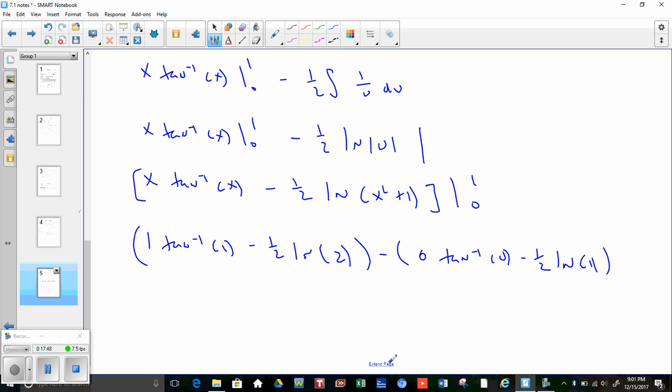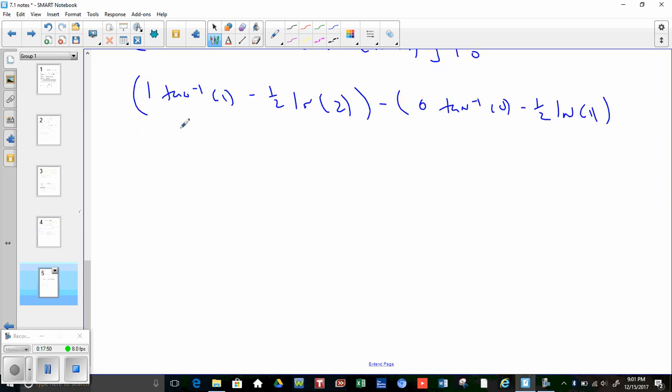All right, so we need to go ahead and evaluate this thing now. We do have to know our trig stuff. Inverse tangent of 1. Remember that tangent's inverse is limited from negative pi halves to pi halves, not including the endpoints. So the inverse tangent of 1 means tangent of what angle is going to give me 1? Well, that has to be pi fourths. So 1 times pi fourths is pi fourths, minus 1/2 the natural log of 2. I don't know what the natural log of 2 is, so we're just going to leave it like that.